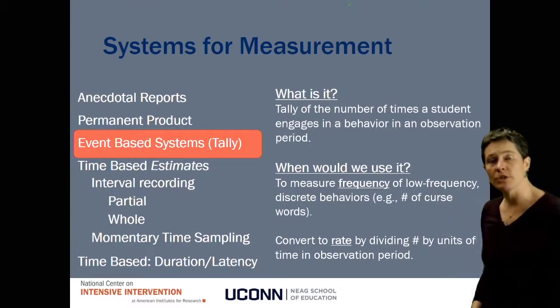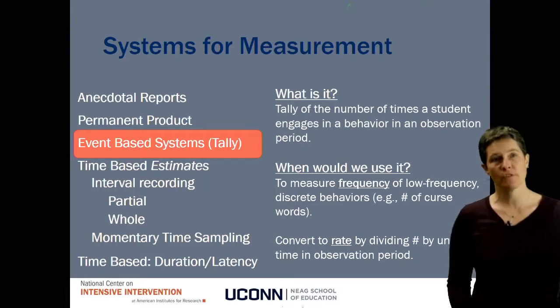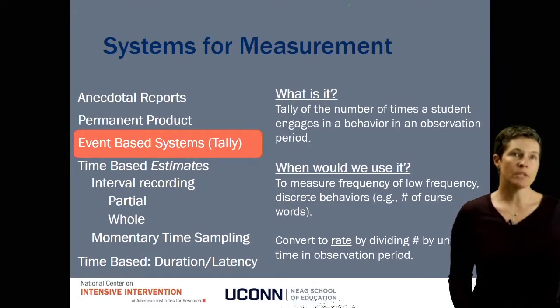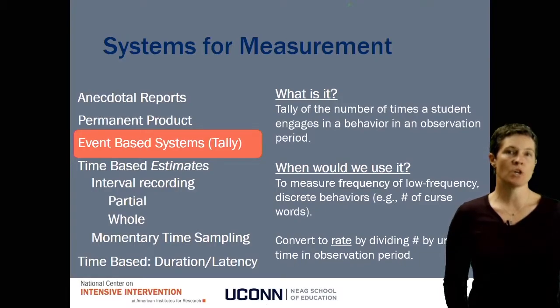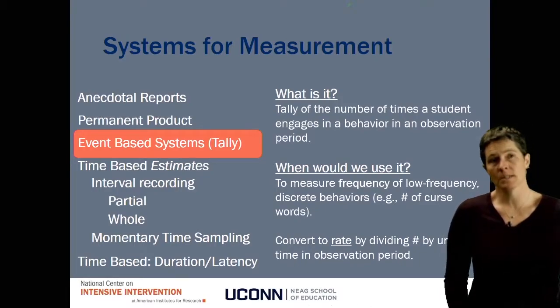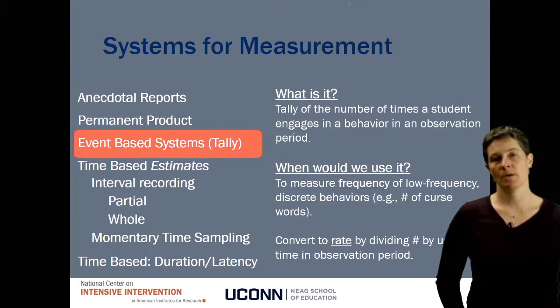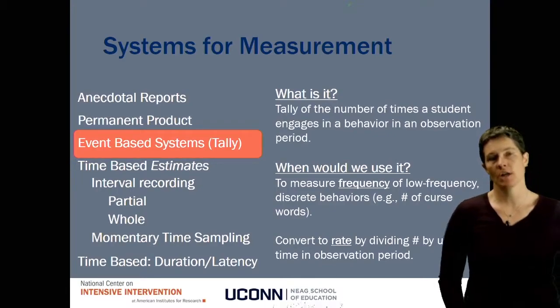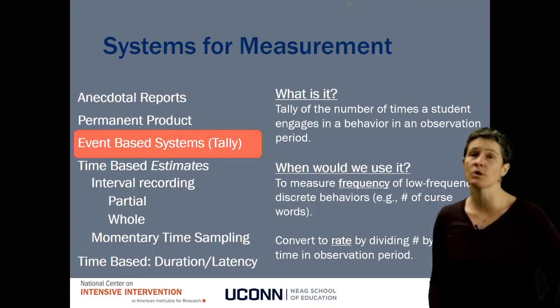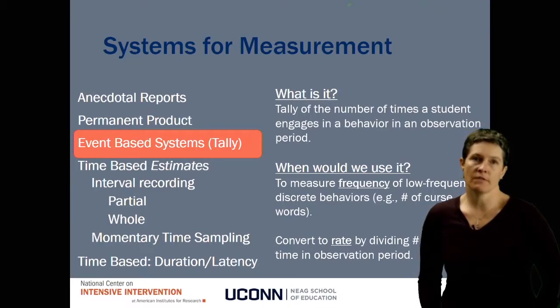You can also convert this to a rate by dividing by the amount of time. So if you observed for 15 minutes, you could count the number of behaviors that you saw, divide by 15 minutes, and get a rate, a number of occurrences per minute that would allow you to compare observations of different lengths to see whether a particular rate of a behavior is changing across time. So event-based systems are really simple. They're best used with low-frequency discrete behaviors and when you want to measure frequency or convert that into rate.